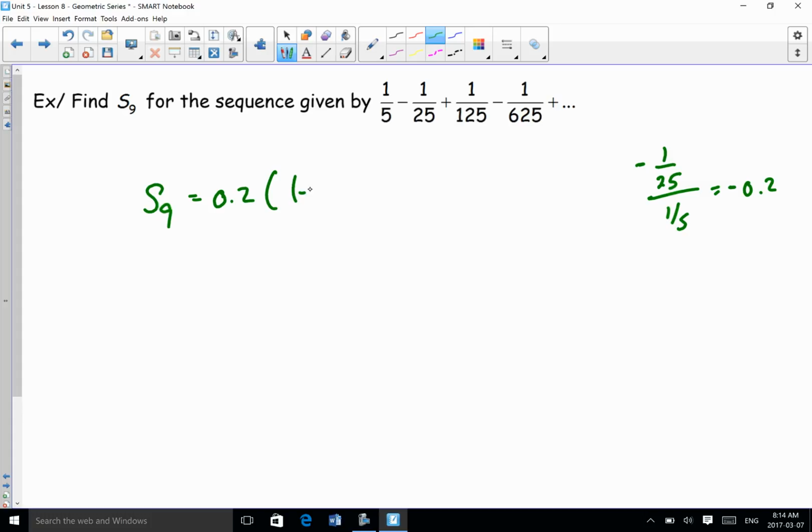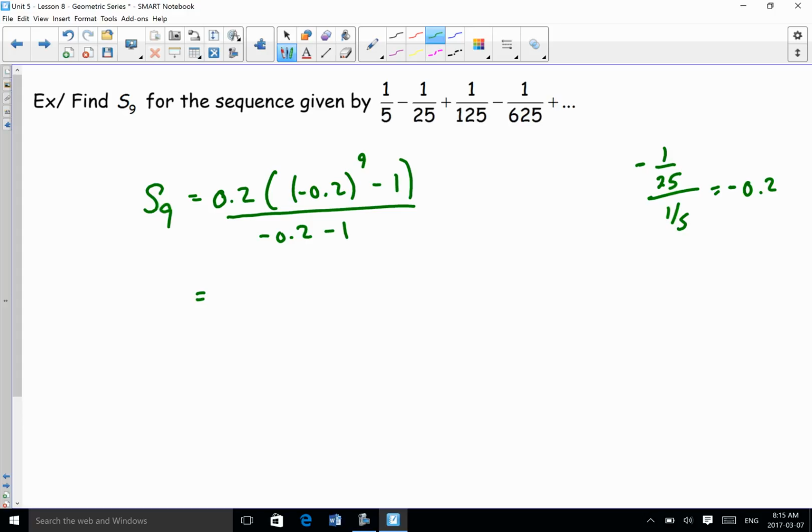Okay, so in brackets, my r value needs its own set of brackets to the 9 minus 1. I need that second set of brackets to remind myself I need to apply the exponent to the sign. r is negative 0.2, minus 1. Okay, so this one's a little bit messier, right? It's hard to write out all the decimals.